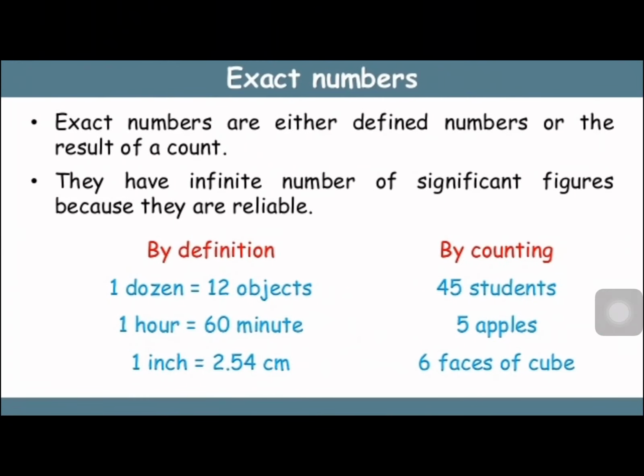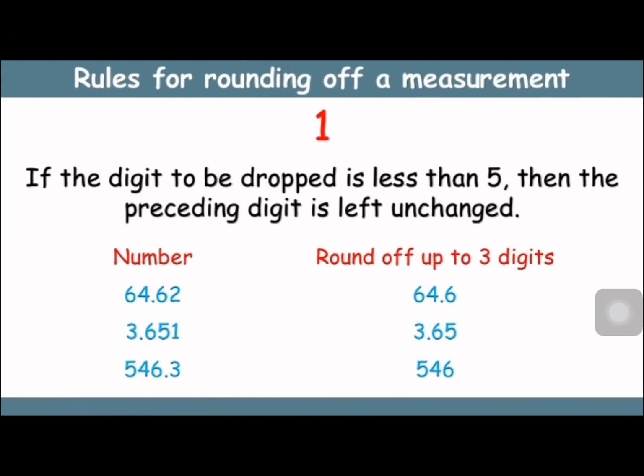Then the exact numbers. By definition, 1 dozen equals 12 objects, 1 hour is 60 minutes, 1 inch equals 2.54 centimeter. And now the rules for rounding off. Very simple, already familiar. If you want to round 64.62 to 3 digits, you have to see the fourth digit. The fourth digit is less than 5, so you can drop it. If the digit to be dropped is above 5, you have to add 1. For example, 3.651: here you can write 3.65.